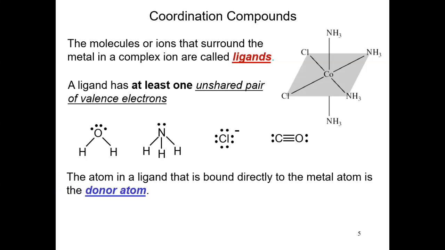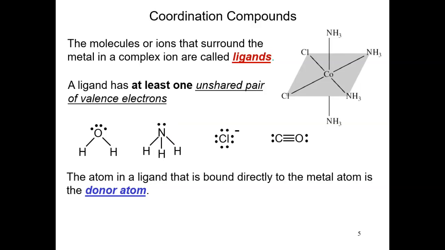The atom in the ligand that is bound directly to the metal atom, we call it a donor atom. Notice that, for example, with water, it's the oxygen, and with ammonia, it's the nitrogen atom. Notice that in water and ammonia, none of the hydrogens are donor atoms. They don't have any electrons to contribute to this bonding scheme, right?